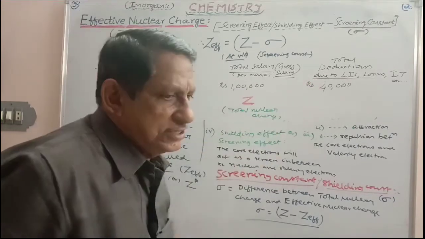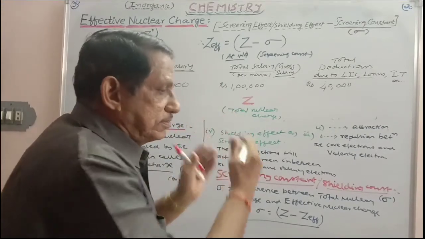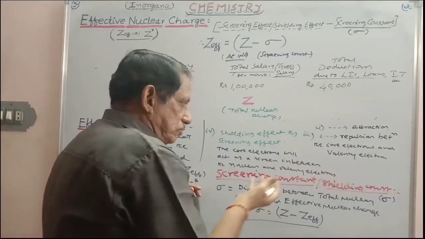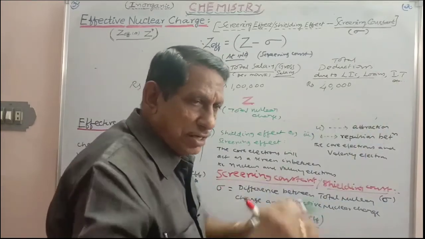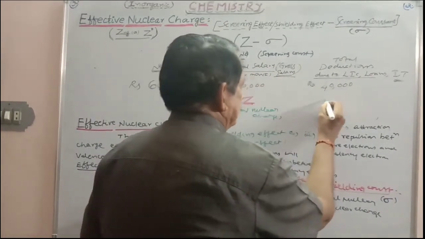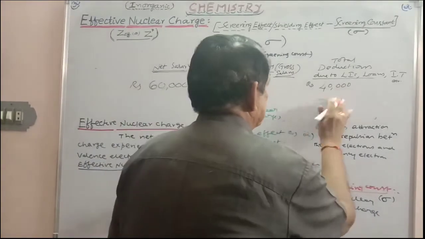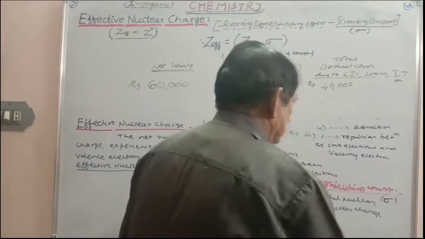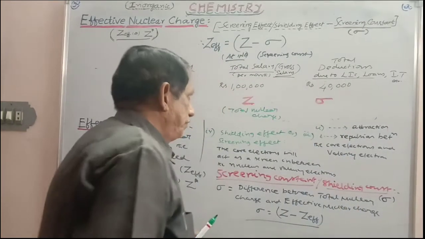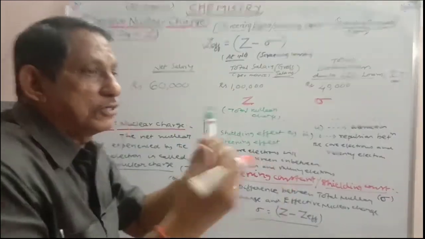And here, what are the deductions? 40,000. What is the deduction that is to be subtracted from this? Due to the repulsions, the shielding constant, and the radius, all this put together, some value will be given, and that is nothing but the screening constant. This is sigma. And what is the net salary? That means what is the net positive charge?